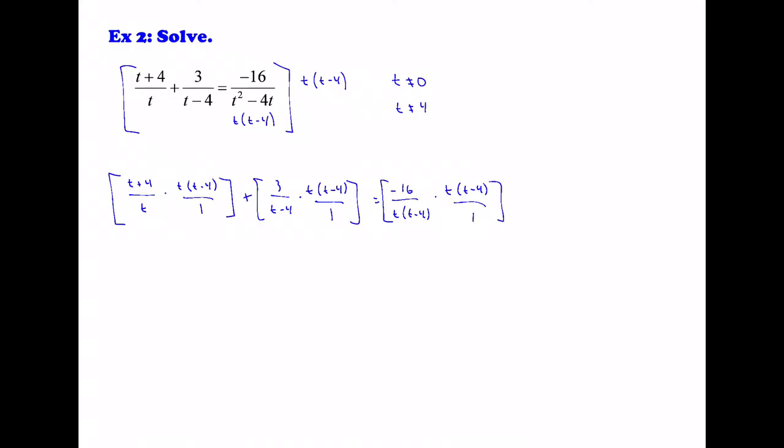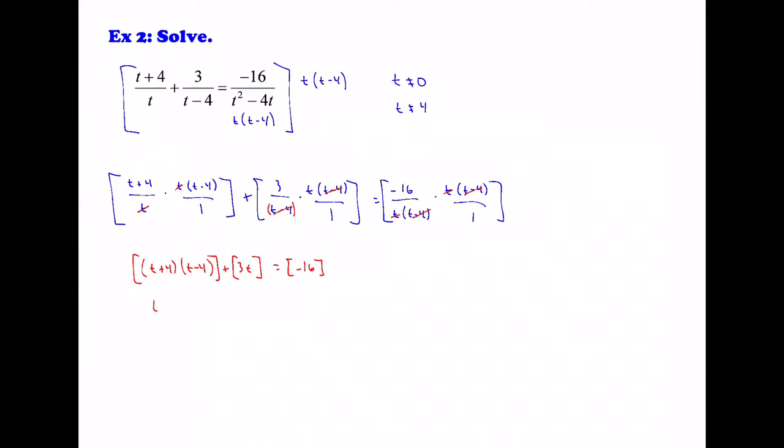So there you go. The t's cancel. So now we have t plus 4 times t minus 4. The t minus 4 cancels, and that one we just have plus 3t. So once again, just putting them in brackets so you can see where they came from. And then the t and the t minus 4 cancel, so you're just left with negative 16 on that last term.